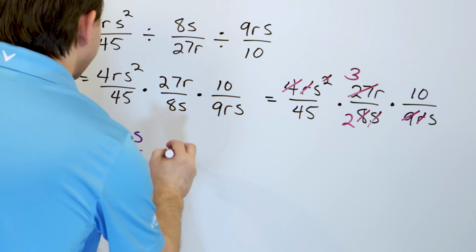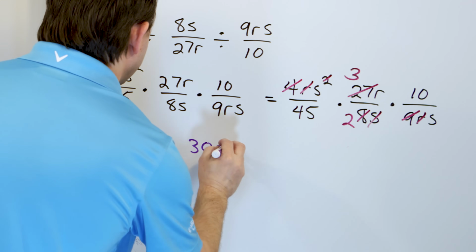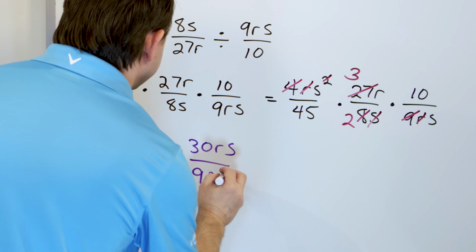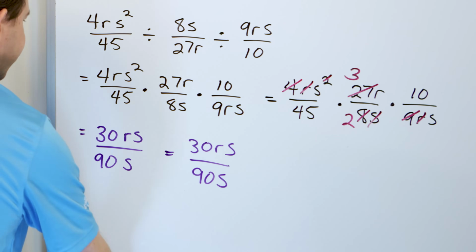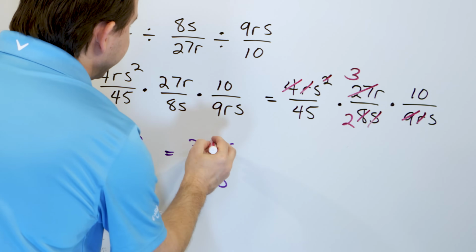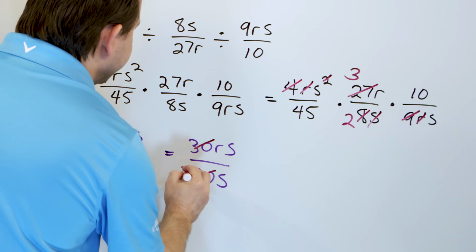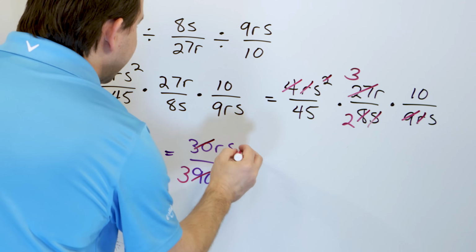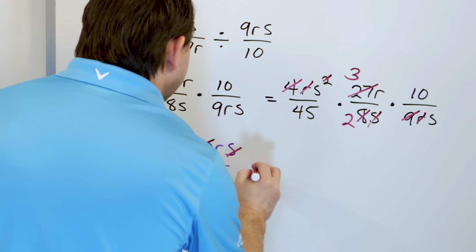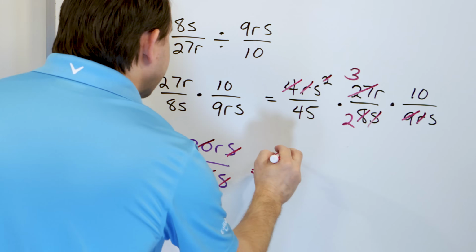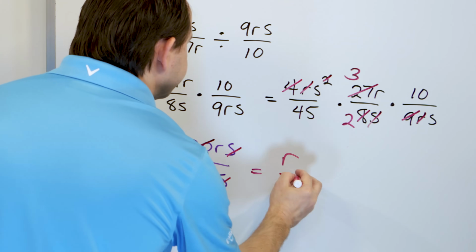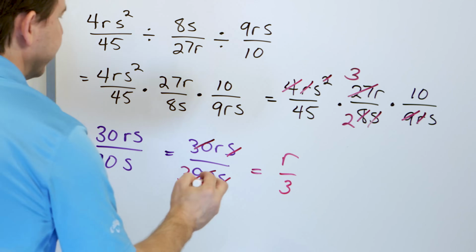Okay, so let me rewrite this again. 30rs over 90s, because I don't like to mark things up. So I can divide the 30 out, right? 30 divided by 30 is 1, 90 divided by 30 is 3. And then s divided by s can cancel out. And so what I will have then, I'll have an r on the top, and I'll have a 3 on the bottom. So the answer is r over 3.